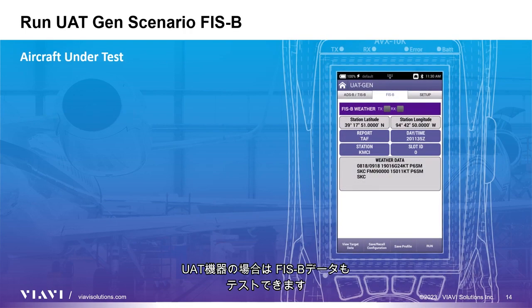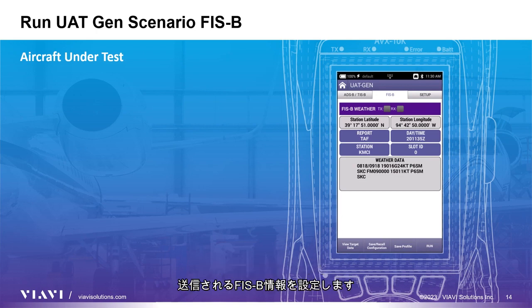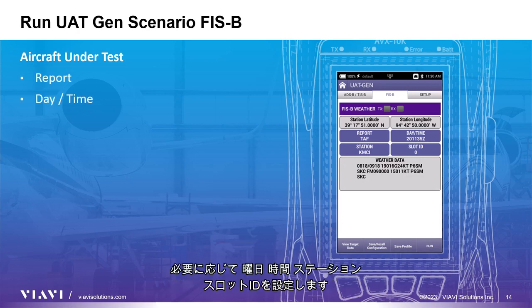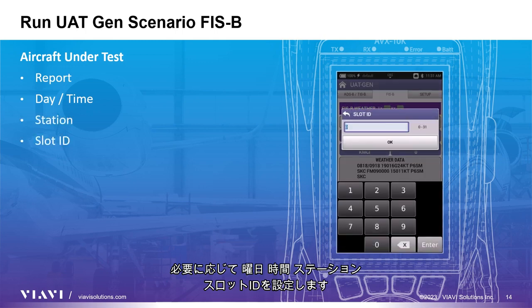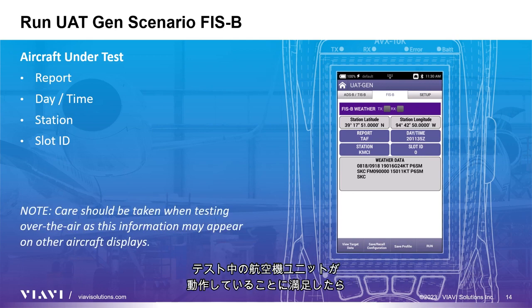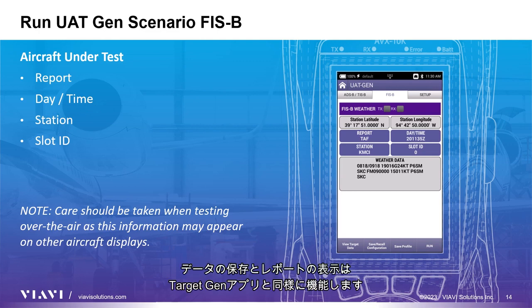For UAT equipment, the FISB data can also be tested. Click on the FISB tab and set your transmitted FISB information according to your needs. The report field can be toggled between METAR and TAF. Set your day, time, station, and slot ID as needed. Once everything is set up, press the run key to start the scenario. If the aircraft is configured properly, the FISB data should be displayed on the aircraft under test. Once satisfied that the aircraft unit under test is operational, press stop to complete the test. Saving data and viewing reports works the same way as the Target Gen application.